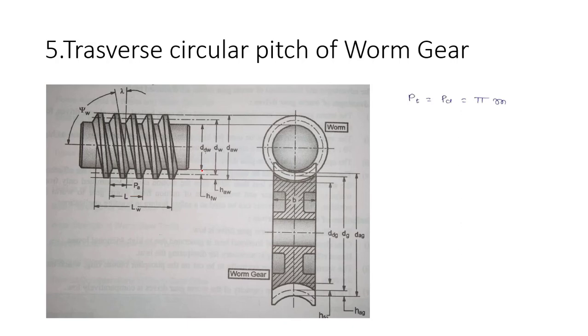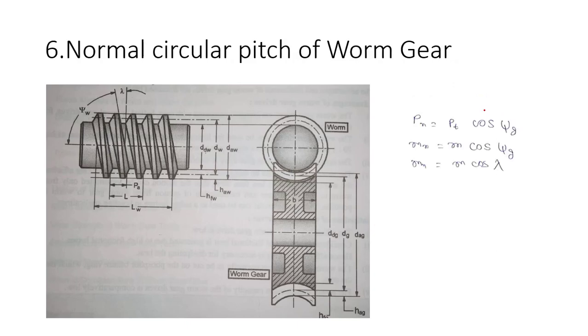Now next is transverse pitch. Transverse circular pitch is a circular pitch. We know circular pitch is measured in a transverse plane, here of the worm, so it is known as transverse circular pitch, and PT is the axial pitch. PA is equal to, we all know the equation, pi into m.